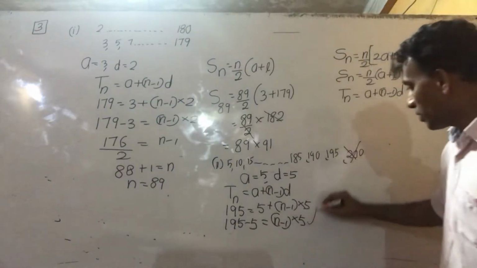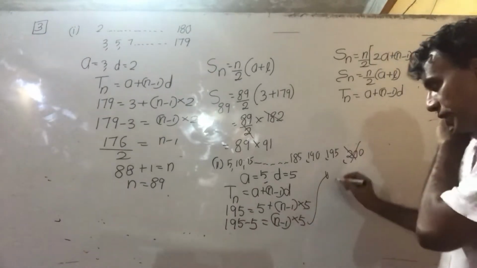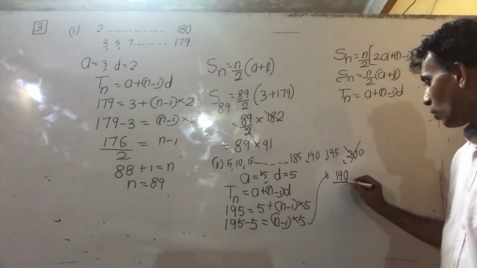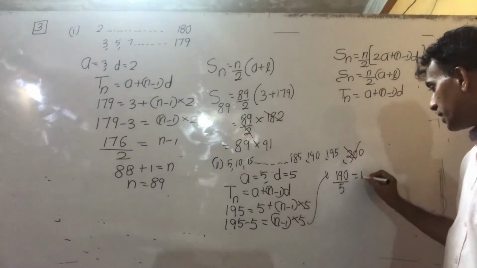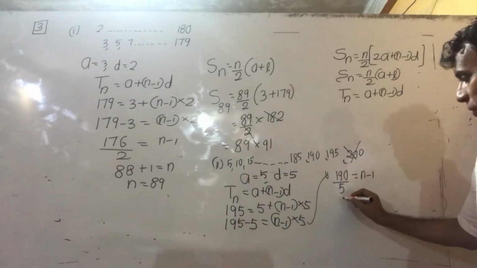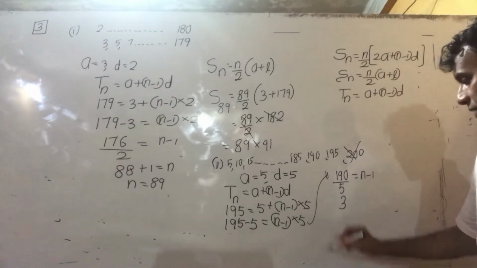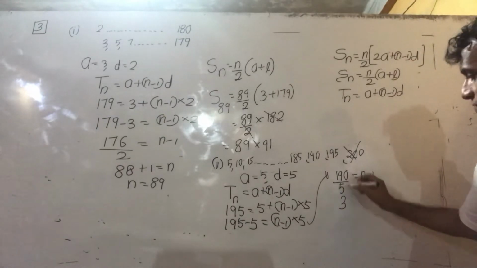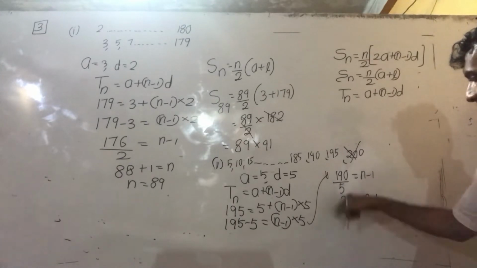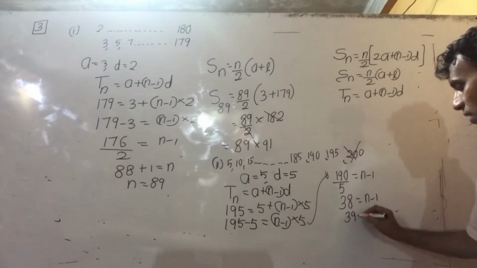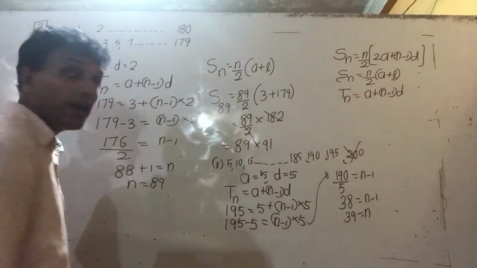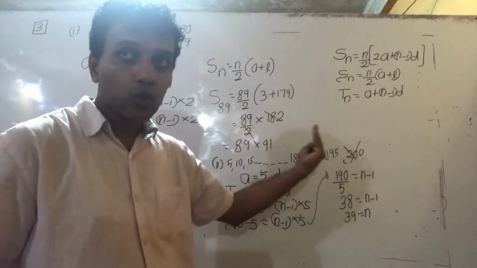So here, subtract 5, 190. Move the 5 to that side, divide by 5. This is n minus 1. So 190 divided by 5, how many times? 5 times 38 is 190. So 38 equals n minus 1. Take the negative to that side, n is 39. There are 39 numbers which are divisible by 5 less than 200.